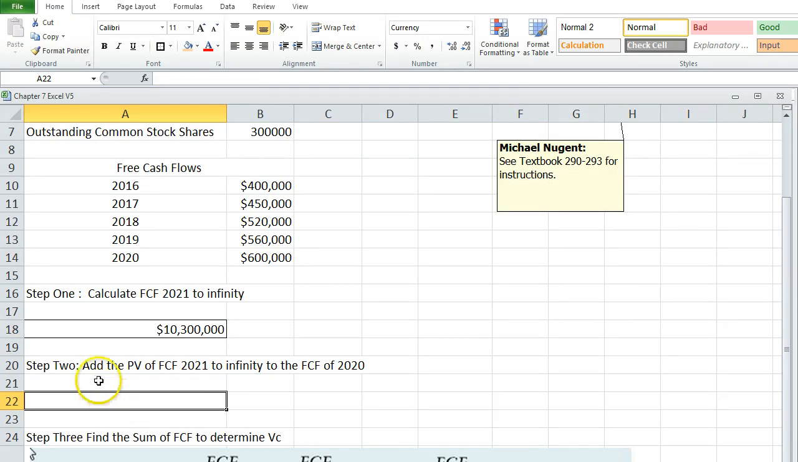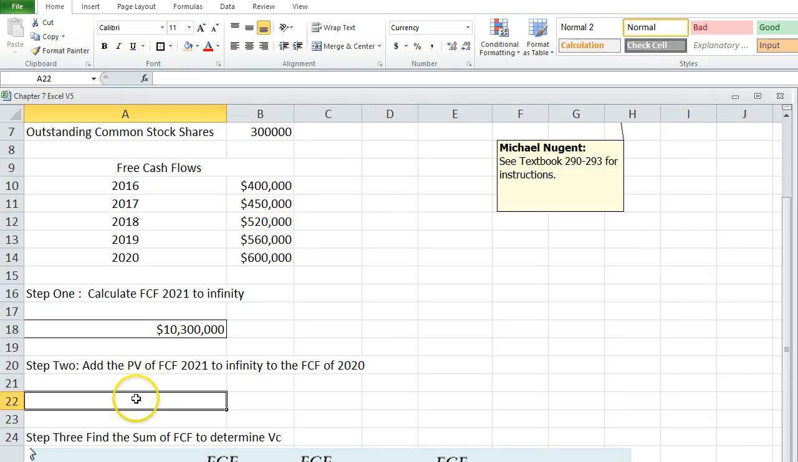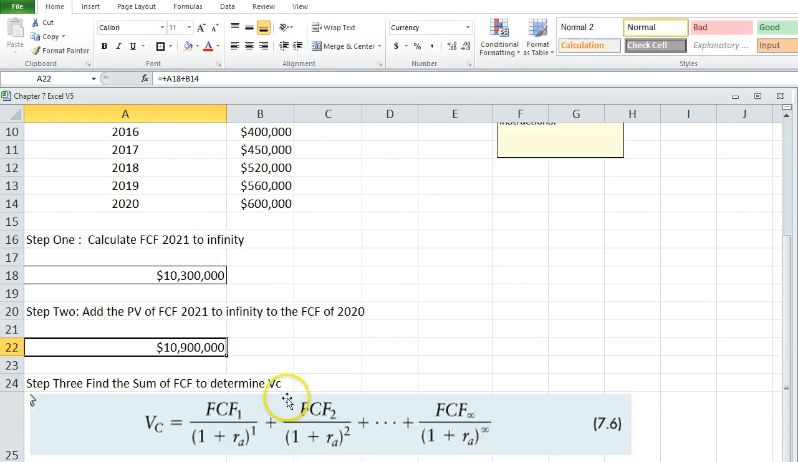Okay, so step 2, add the present value of free cash flow from 2021 to infinity to the cash flow of 2020. So in step 2, I'm going to add these two, which is simply adding these two cells. I'm taking cash flow to infinity, and I'm adding to it the cash flow from 2020. So I get 10,900,000.